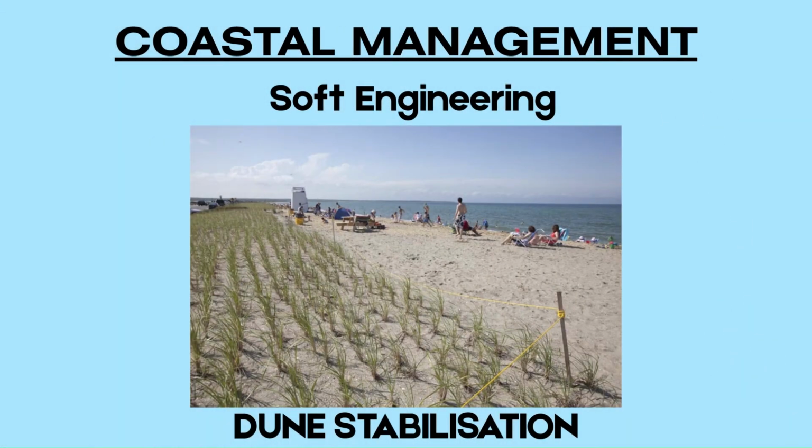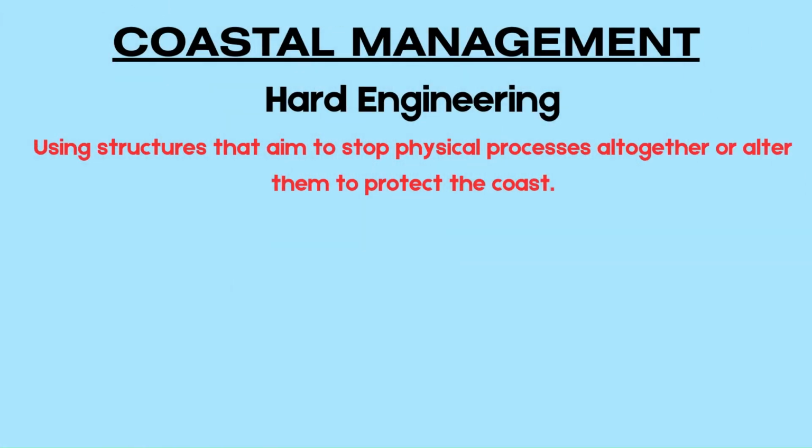Dune stabilization is used to protect coastlines by preserving or restoring sand dunes. Techniques include planting marram grass to trap sand, installing sand fences, and restricting human access with boardwalks. These measures help dunes grow and act as natural barriers against coastal erosion and storm surges, while maintaining the beach's natural appearance. Hard engineering uses structures that aim to stop physical processes altogether or alter them to protect the coast.